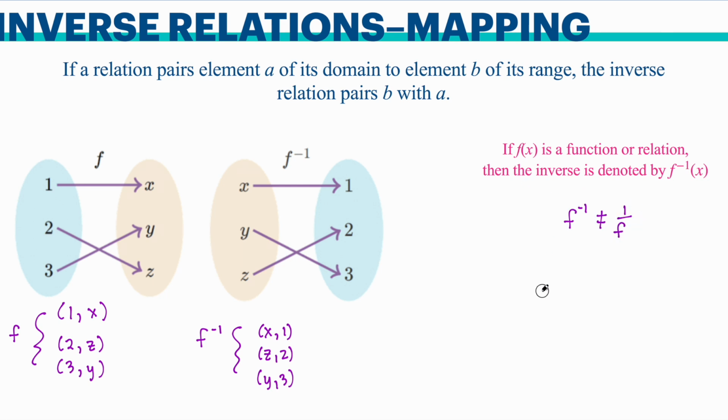We have learned in the past that x to the -1 is 1 over x. Negative exponents means you flip. That does not work with a function. So these are not the same thing. F to the -1 does not mean that you flip the function.